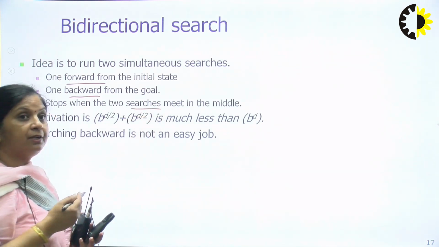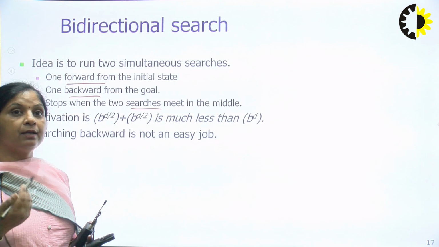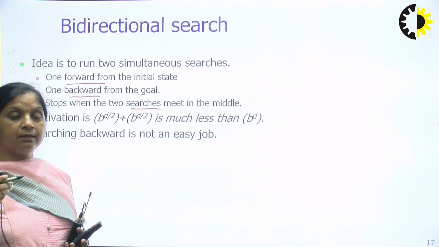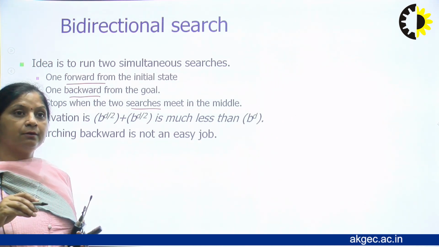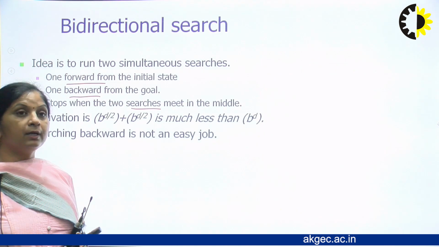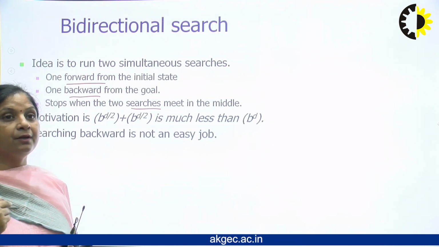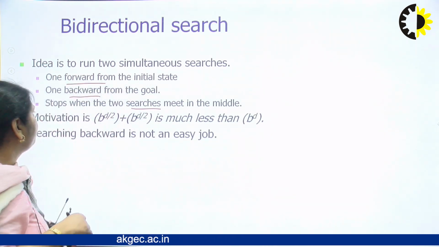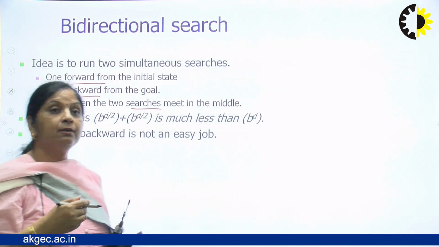So what is the benefit of this? Why are we trying to do this? Because if the total depth is D, then one side we will move D by 2, and the other side will move D by 2. So we will be running very fast, just half of the actual one. And what is the challenge here?